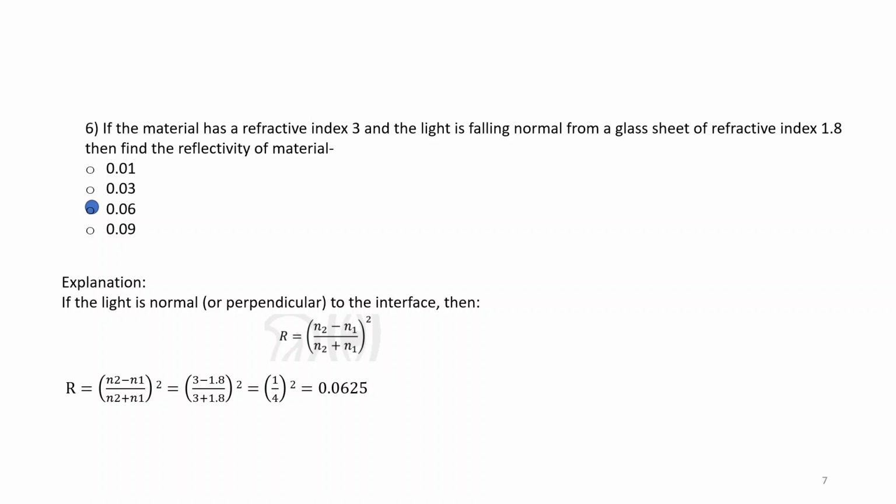So if the light is normal or perpendicular to the interface, then this formula is used: R equals (N2 minus N1) upon (N2 plus N1) whole squared. So here you know the value of N2 is 3 and N1 is 1.8. So 3 minus 1.8 and 3 plus 1.8. So this one will be (1.2 upon 4.8), which is 1 upon 4 squared. So it will be 1 upon 16. So it will be 0.0625.